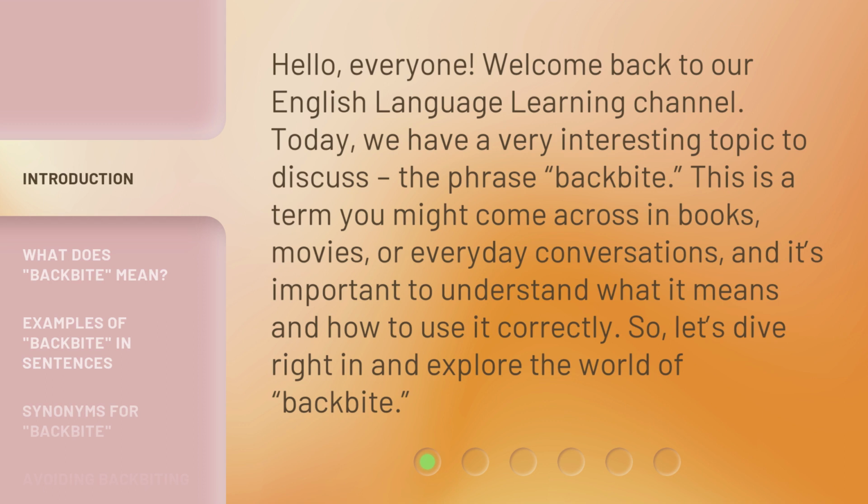Today, we have a very interesting topic to discuss: the phrase, backbite. This is a term you might come across in books, movies, or everyday conversations, and it's important to understand what it means and how to use it correctly. So, let's dive right in and explore the world of backbite.